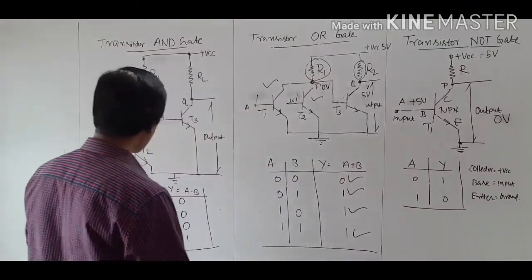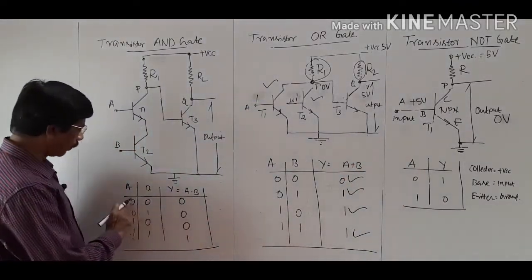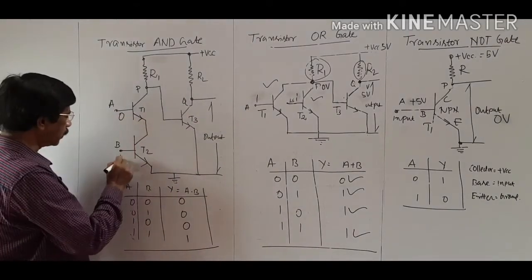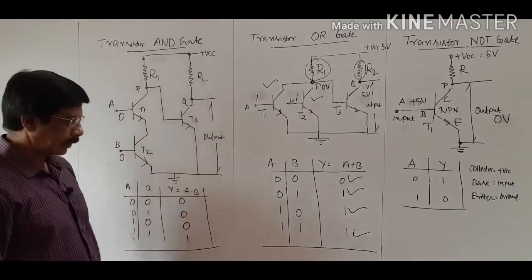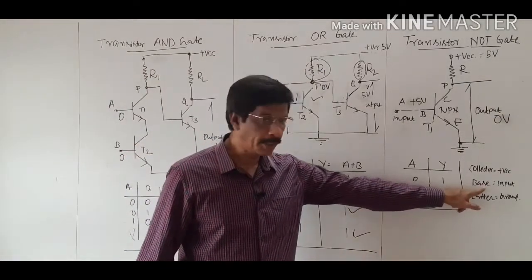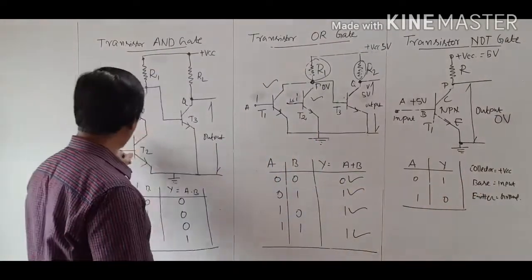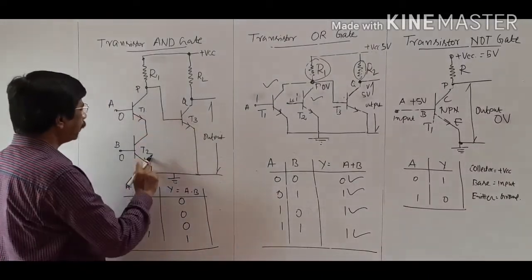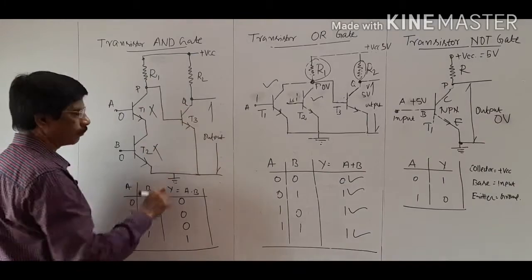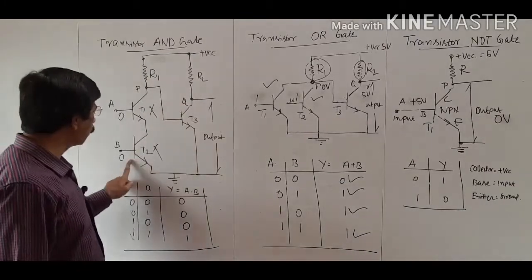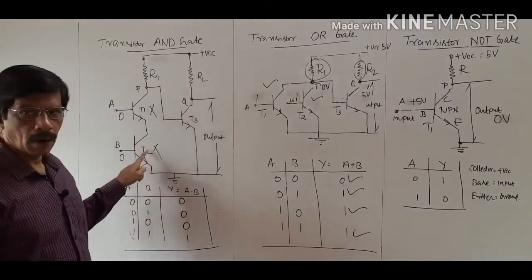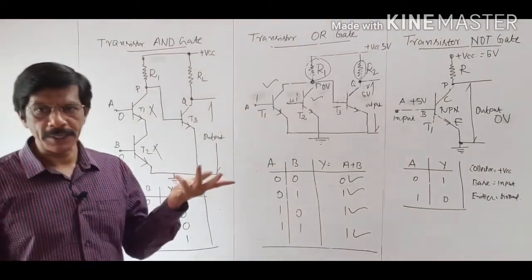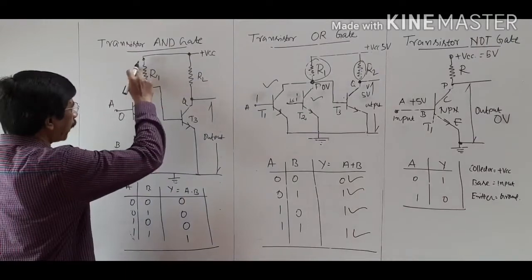Okay. Take the first line of the truth table. A is equal to 0, B is equal to 0. The second condition, base needs input. Now the base is 0. Definitely, both transistors T1, T2 are in the off condition. Because the input is 0, T1 and T2 are in the off condition. Off condition means no current generation, no drop across capital R.